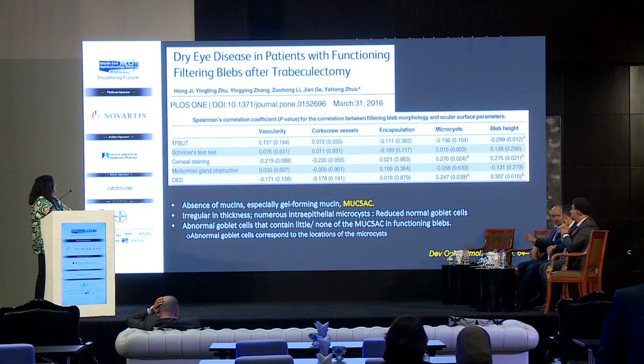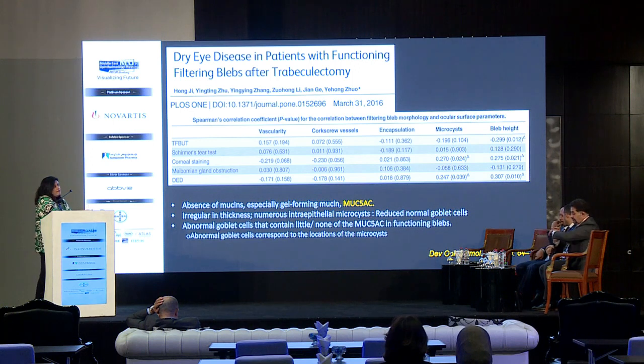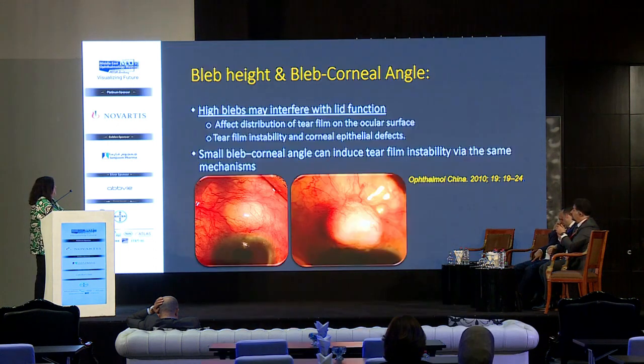Now, dry eye disease in patients with functioning filtering blebs after glaucoma: we have known that microcysts that are formed in trabeculectomy are good, so a microcystic bleb is a good bleb. But these microcysts produce abnormal goblet cells. They have an abnormal mucin, and that is not very healthy, and even if the bleb is functioning, it still can contribute to an ocular surface disease.